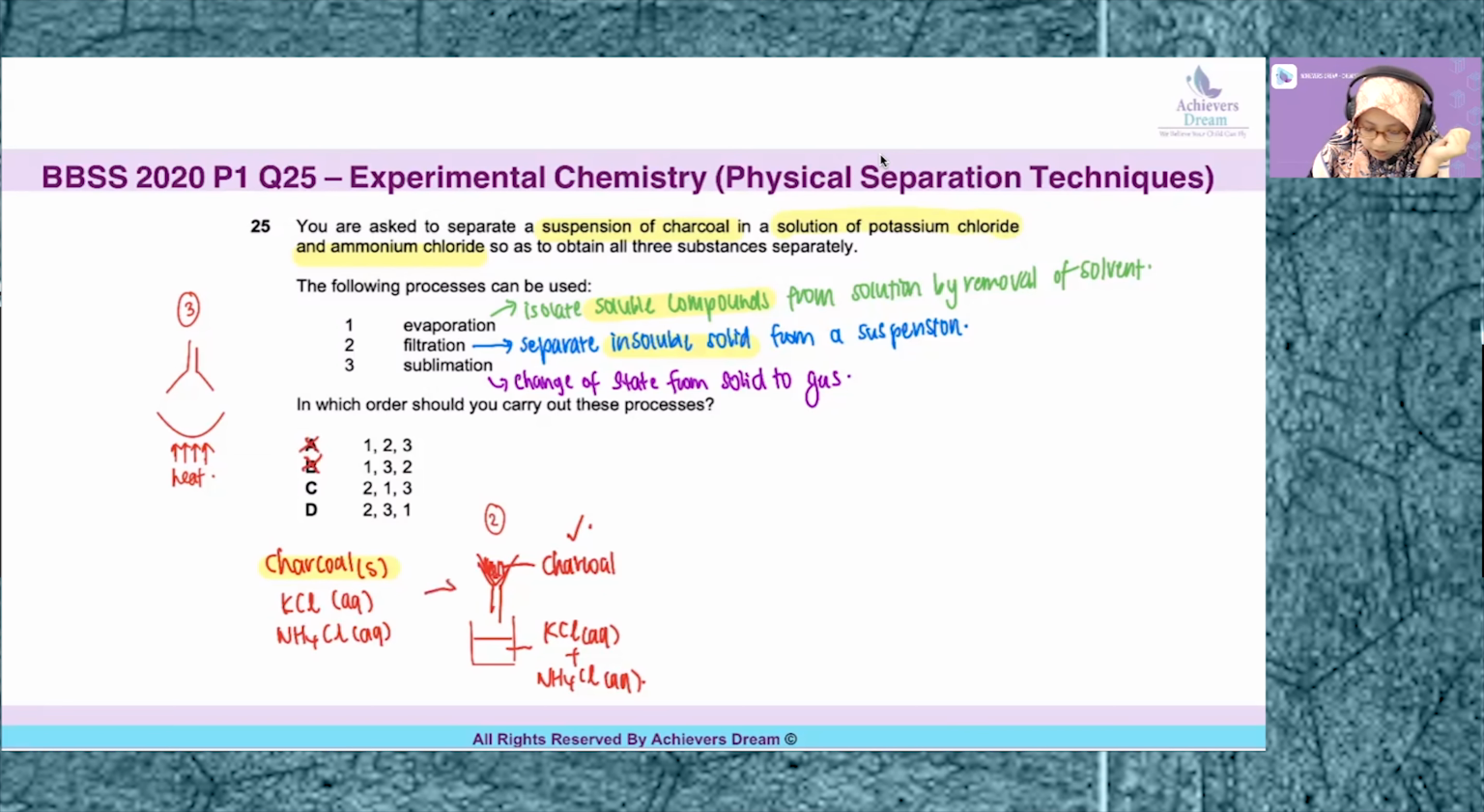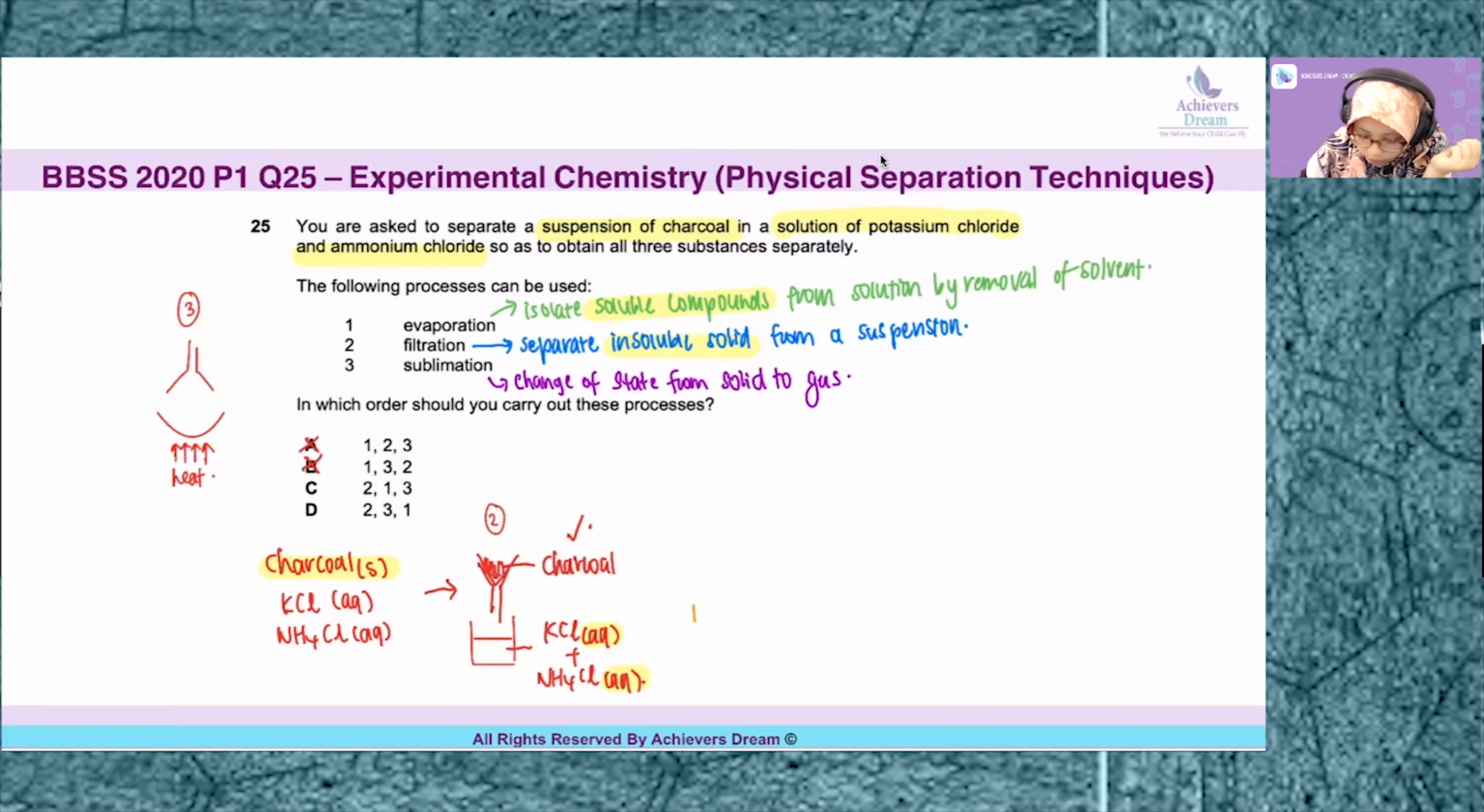So what about the second step? Here I want to highlight that sublimation is a process where we change the state of a substance from solid to gas. This means that the initial state of the substance has to be in solid state. However, both of my substances in the filtrate are dissolved in water. So we need to convert them to solid state. And how do we isolate them in solid state? It is by evaporation. So process number 1.